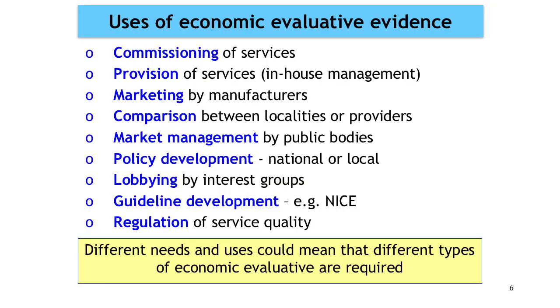And what I put at the bottom there: different needs and uses could mean that different types of economic evaluation are required. So it may well be that an evaluation which is conducted for health service commissioning of new treatments needs different information, or in some ways is not quite going to satisfy the needs of people who need evidence for some other purpose. So just need to bear that in mind. There isn't one type of economic evaluation which necessarily can answer every question or meet every need, although there are some principles that we're going to get through today which are, we think, common across those different needs.